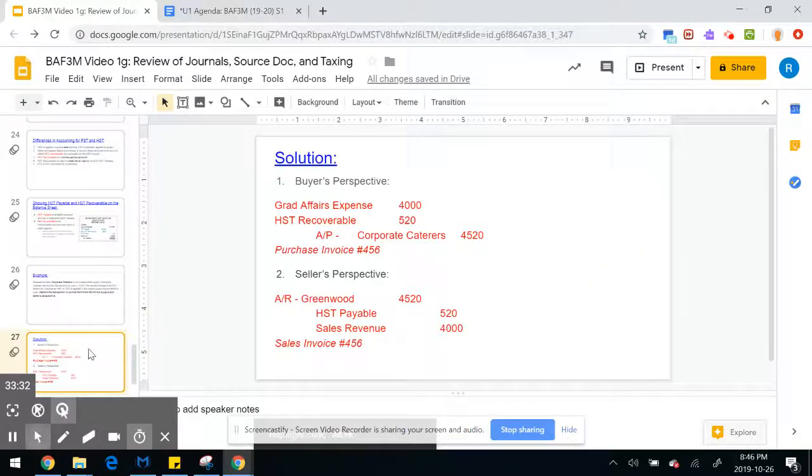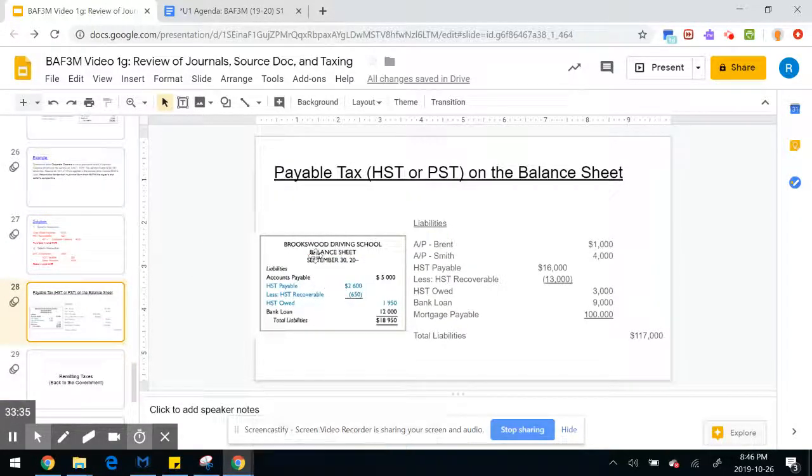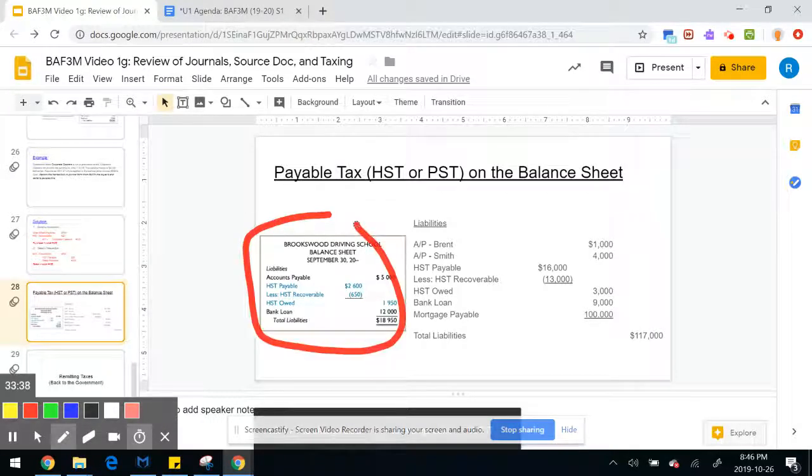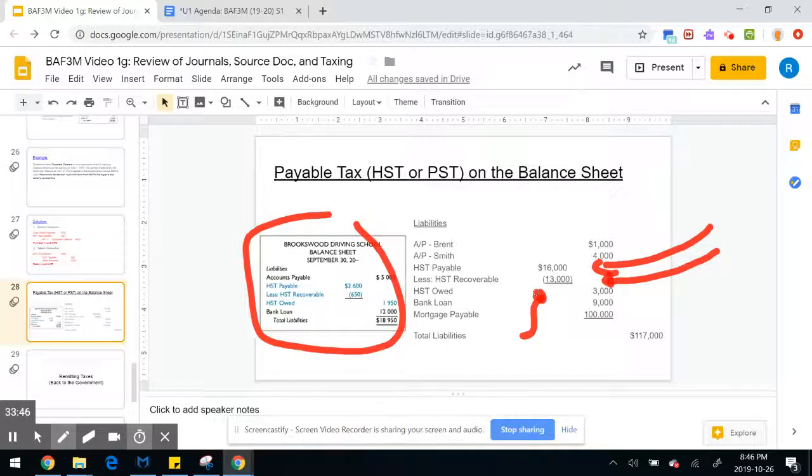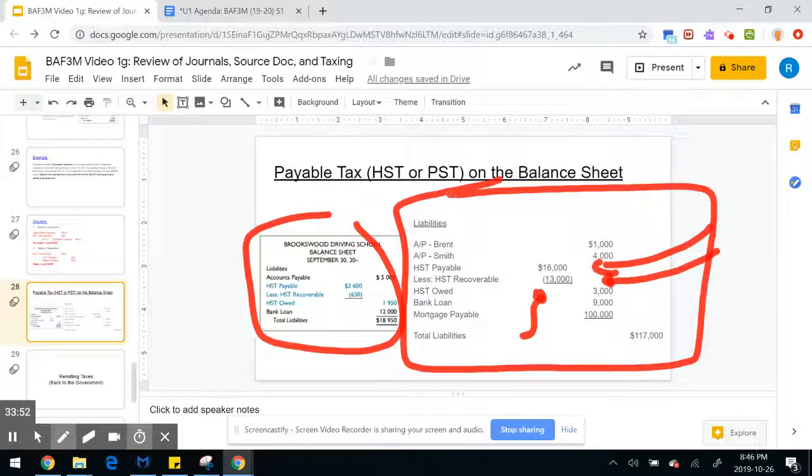Let me wrap up this video by just showing you what happens at the end of the month. Just as a reminder, here's what the balance sheet looks like, where we have HST payable less HST recoverable. This is the one we did in class. Thank you to the person who reminded me to put brackets around less HST recoverable. That looks better. This business only actually owes the government $3,000 in HST, because we've collected $16,000 in HST payable from our sales, and from our purchases this month, we're able to recover $13,000 that we ourselves have paid in HST because we're a business and we get to recover HST. So $3,000 is actually all that gets added as a liability.